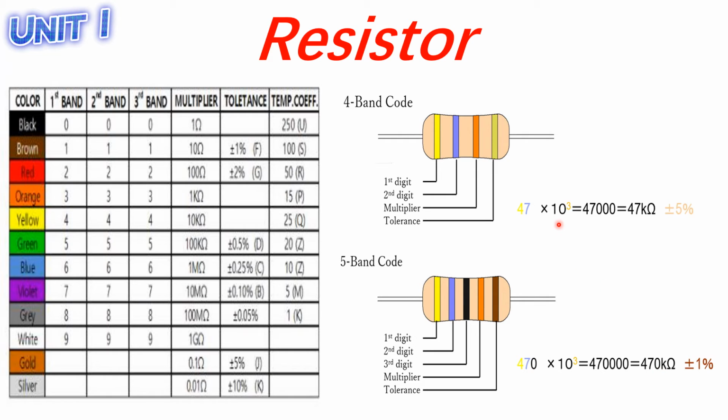This number here, 10 to the power of 3. If you remember about your exponent, 10 to the power of 3 is your 1,000. If you look at it here, this is your multiplier. The color of your multiplier here is orange. So 1K or 10 to the power of 3.